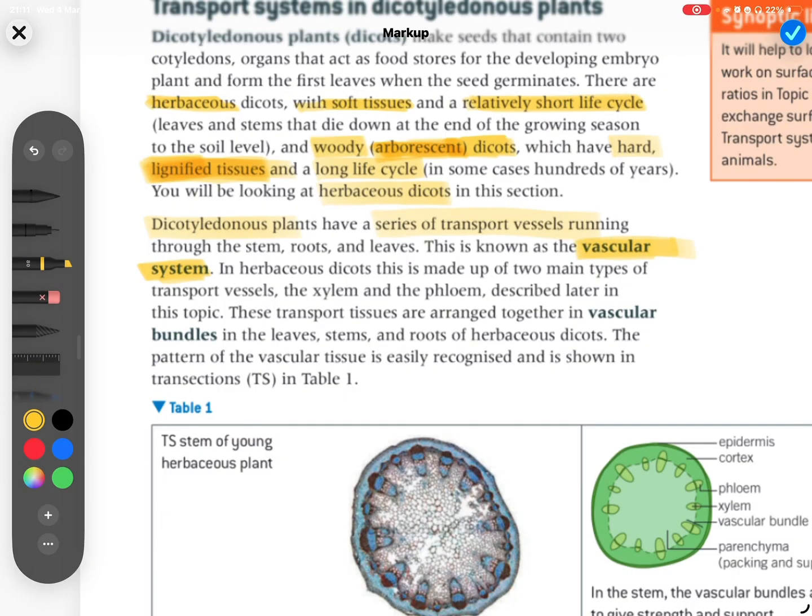You could just write, what is the transport system in plants? The vascular system. Now, the vascular system in herbaceous dicots is made up of two main types of transport vessels.